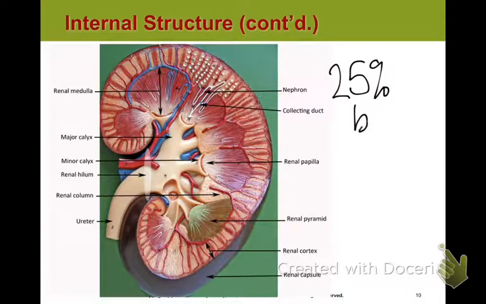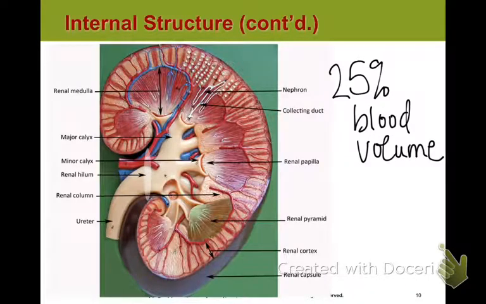25% of your blood volume is in your kidneys. A quarter of your blood in your body is in your kidneys at any given time. So just how serious do you think injury to a kidney could be? Very serious. Because you run the risk of a person bleeding to death very quickly. So this is why in boxing, for example, you're not allowed to punch in the kidneys because of damage.